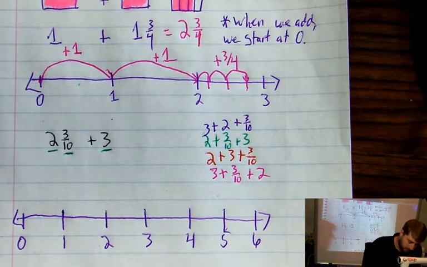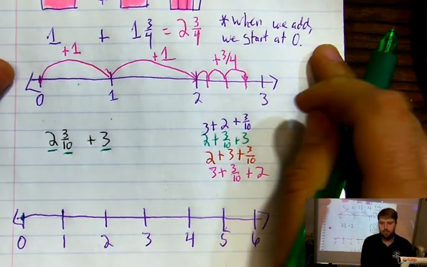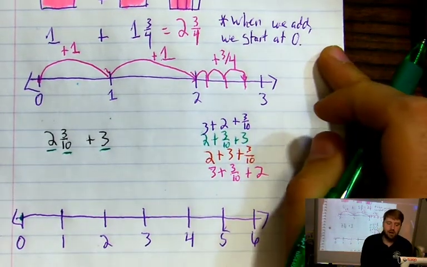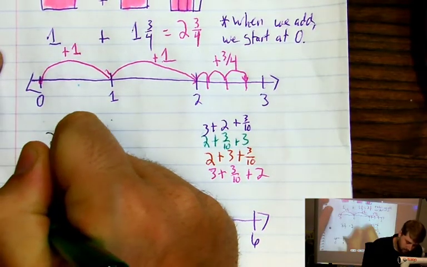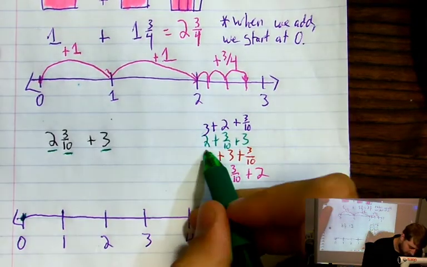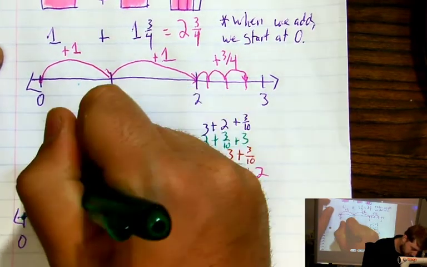So I'm going to start with this green one, and we always remember when we add, we start at 0. When we add, we always start at 0. So we're starting at 0 here. I've got our starting dot here. We're going to add 2 first. So that would go 1, 2. I'm going to write a plus 2 on the top and draw my arrow.